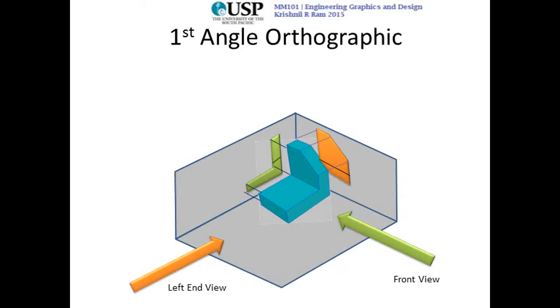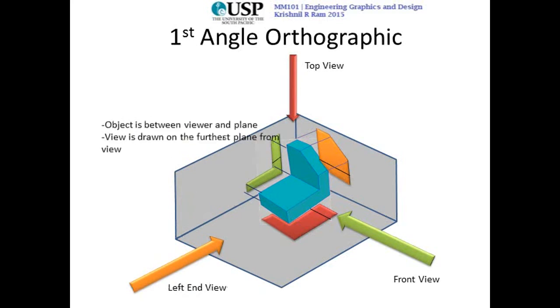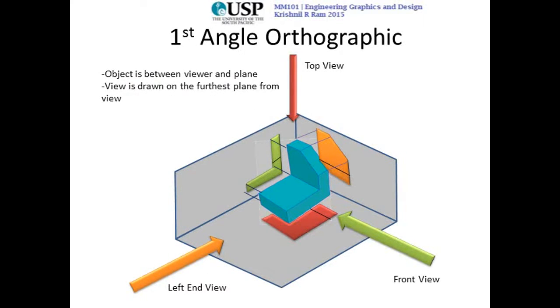This is how it will look from the left hand side, but we're drawing it on the right hand side plane. Similarly, if you look at it from the top, you don't draw it on the top, you draw it at the bottom, as if it is the shadow of that object. So that's why we say the object is between the viewer and the plane, and the view is drawn on the furthest plane from the viewer.